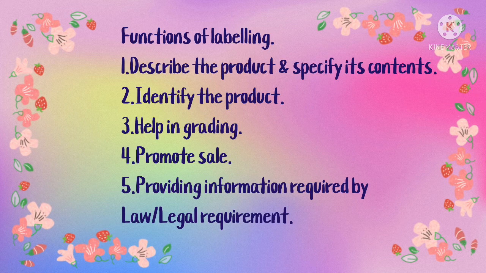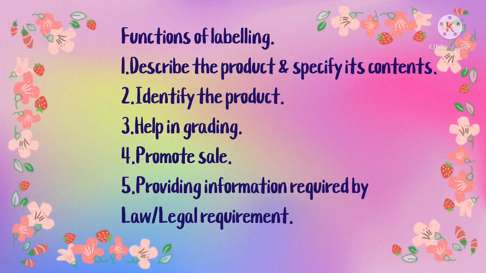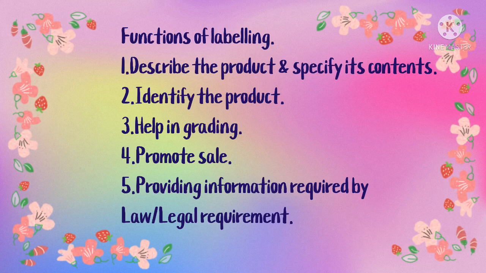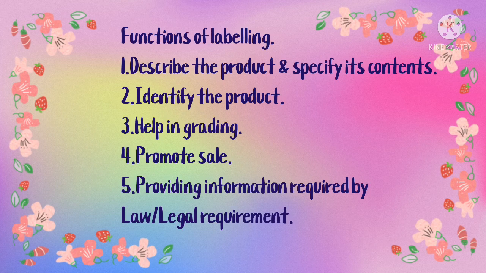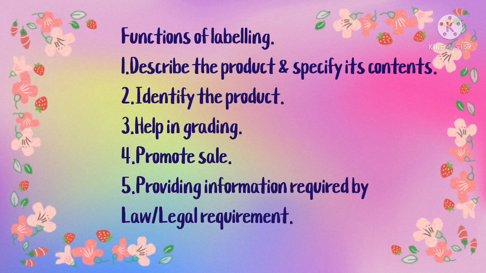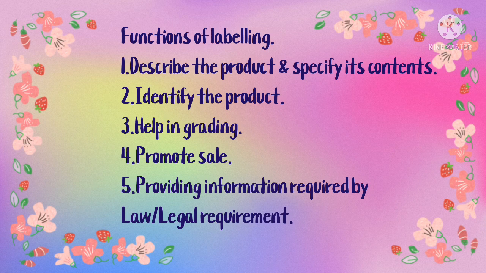The first one says describe the product and specify its content, meaning when the manufacturer cannot communicate with each and every customer, it is impossible for them to communicate personally. So if he wants to communicate and share some information about the product with the customers, it is done through labels. The manufacturer prints all the information related to the product, such as the contents, price, instructions to use, etc.